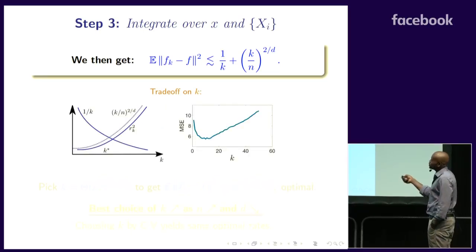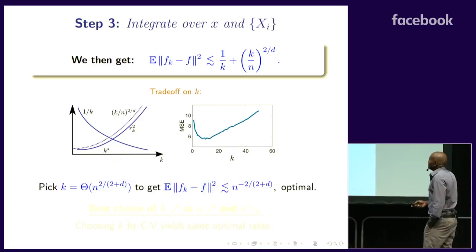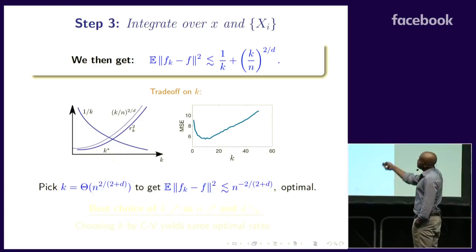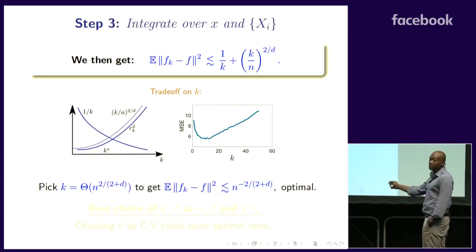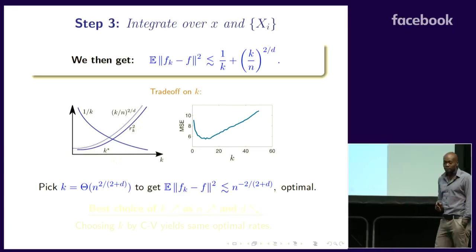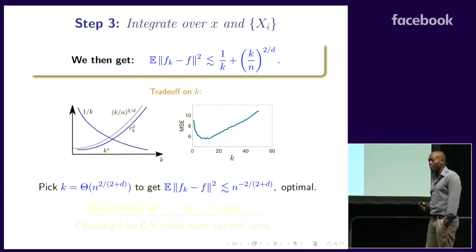Some quick simulation will show you the same thing, that as you move in k, the mean squared error will go down and go back up, and you need to pick the right k somehow. So we can optimize this bound to get the right form of k. If we optimize this bound, we get that k needs to behave like n^(2/(2+d)), and then we get this rate. And this rate is known to be optimal.